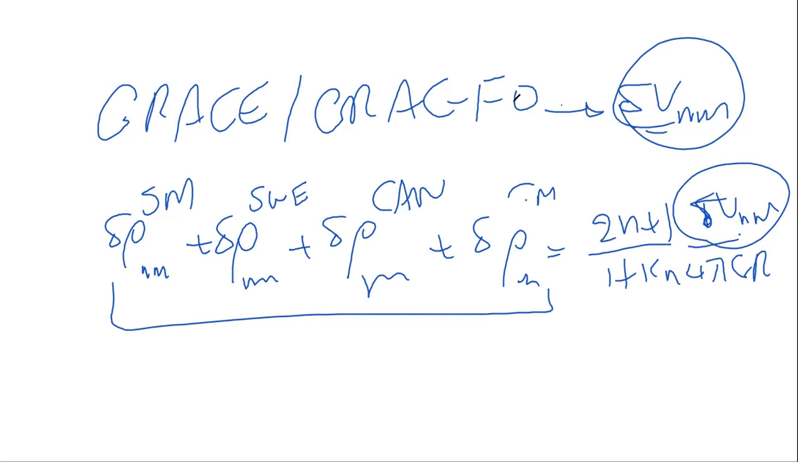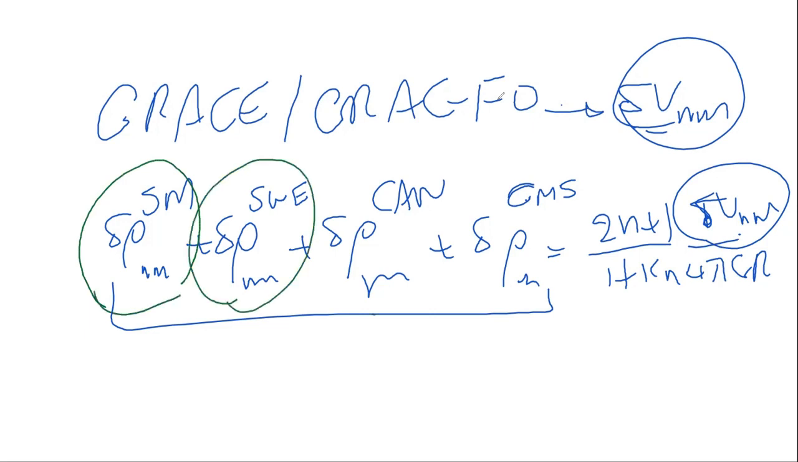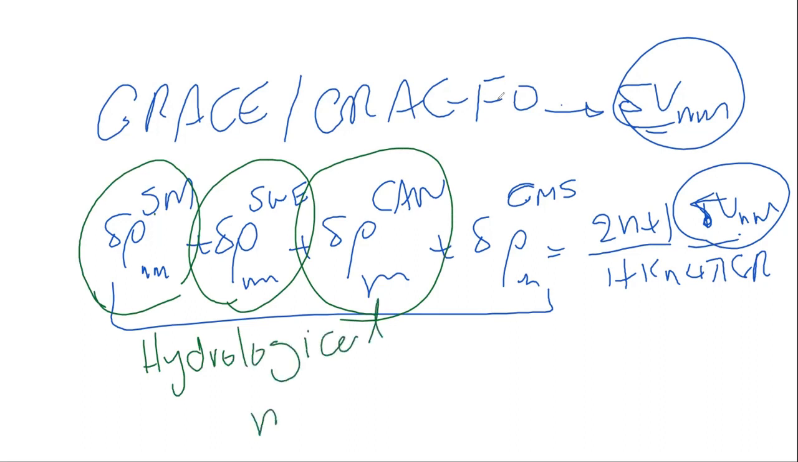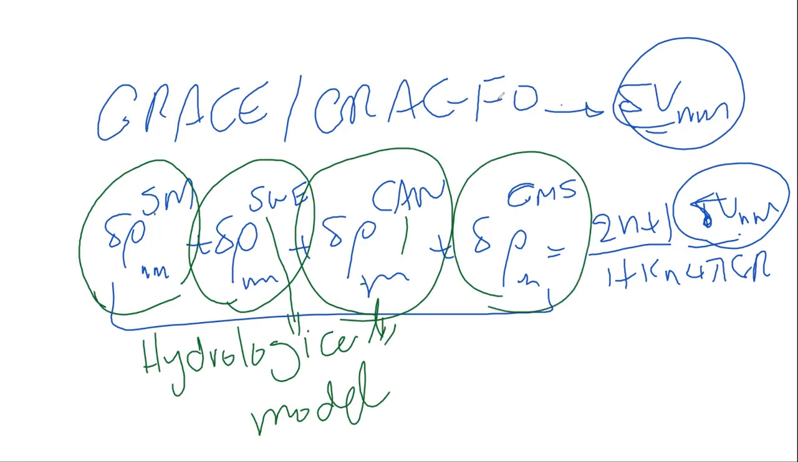But this is the total density. And now imagine that I have a hydrological model which gives me this tree normally. Soil moisture from hydrological model. Snow water also from hydrological model, canopy. And if I consider that they are known, I can determine the groundwater storage. Simply.